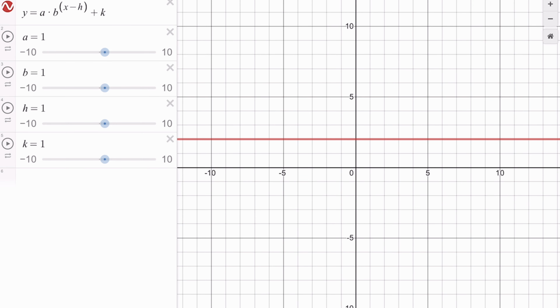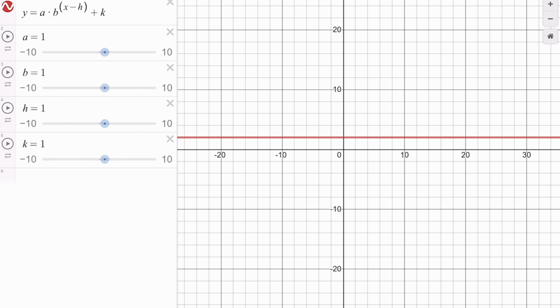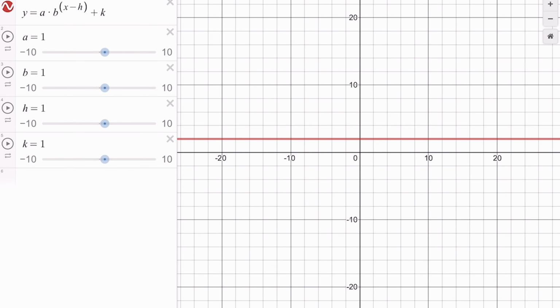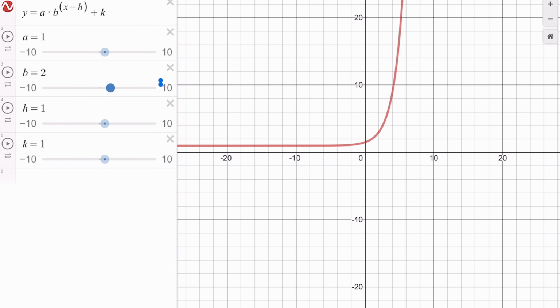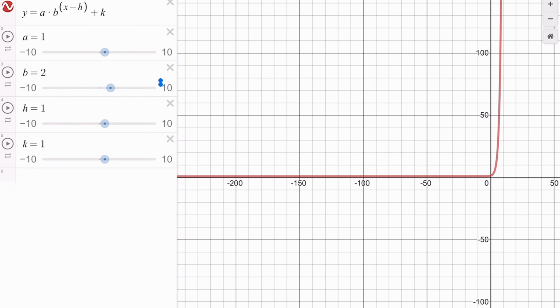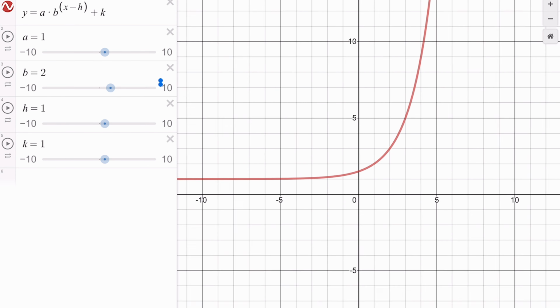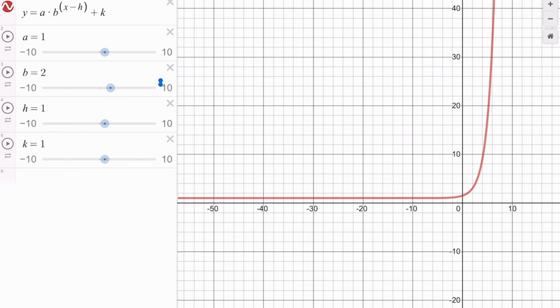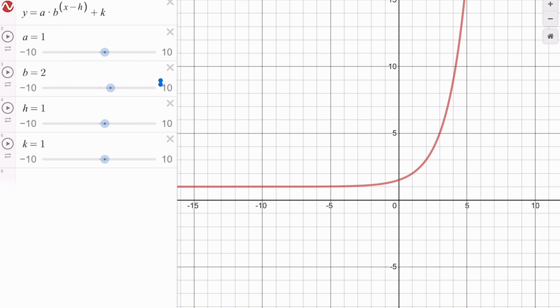Okay, so here we have it at Desmos, right? We see that we only have a straight line. We have our formula at the top left, y is equal to a times b to the power of x minus h plus k. And because everything is at 1, we're getting this straight line right now, okay? So let's change b to a number at 2, okay? And we can see that, you see how it's never crossing that axis, okay? And it's increasing in value very, very rapidly, okay? In fact, it's actually not crossing 1 because our k is at 1.